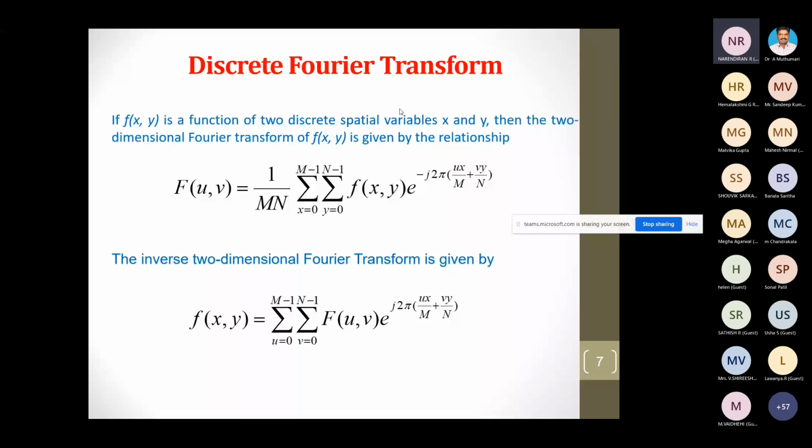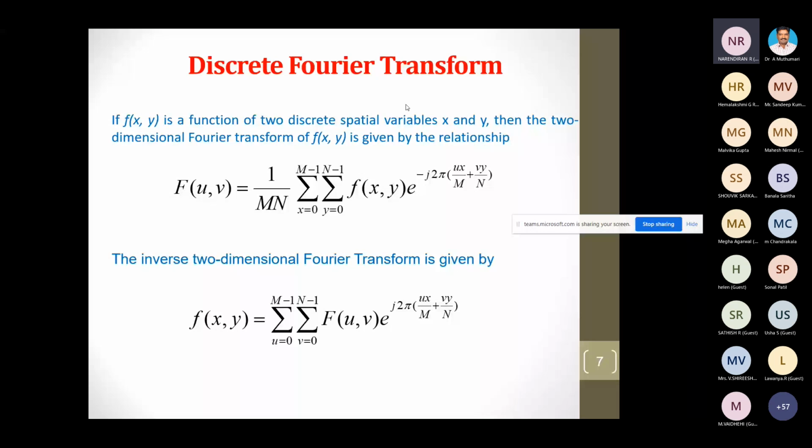Why am I going to discuss this? Whenever we talk about any transform, we need to talk about the inverse transform also. There are two equations available whenever we talk about the DFT or DCT, whatever it is. So what is this actually? If small f of x comma y is a function of two discrete spatial variables, x comma y, then the two-dimensional Fourier transform of f of x comma y is given by this relationship.